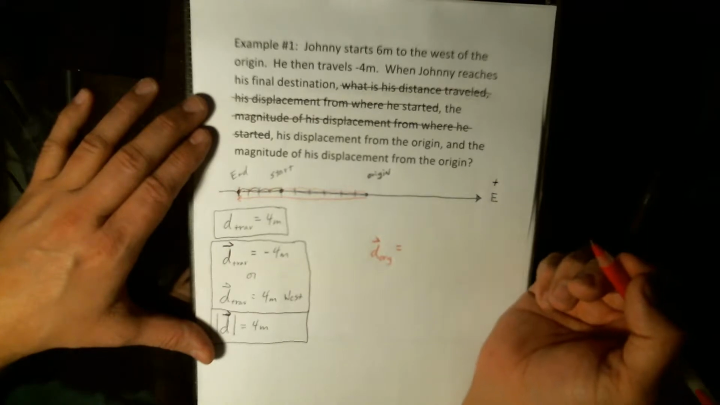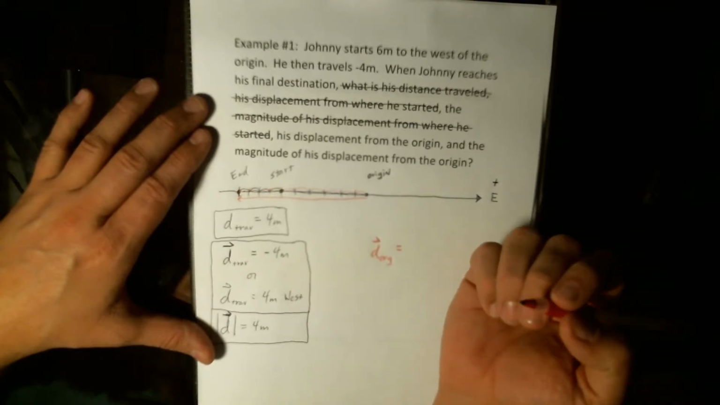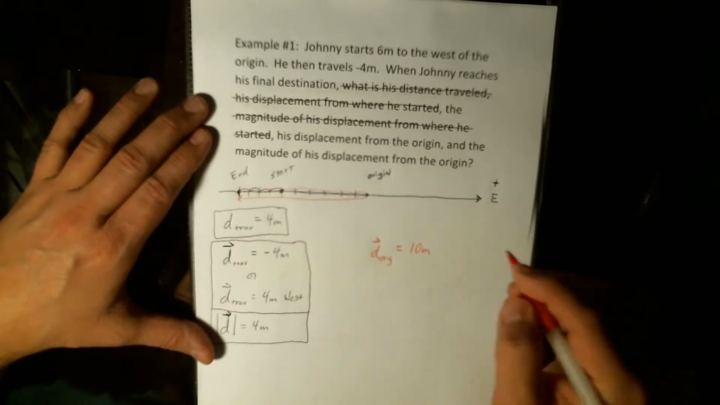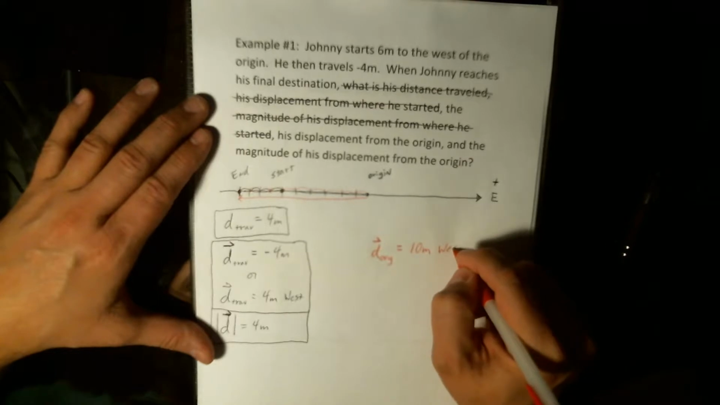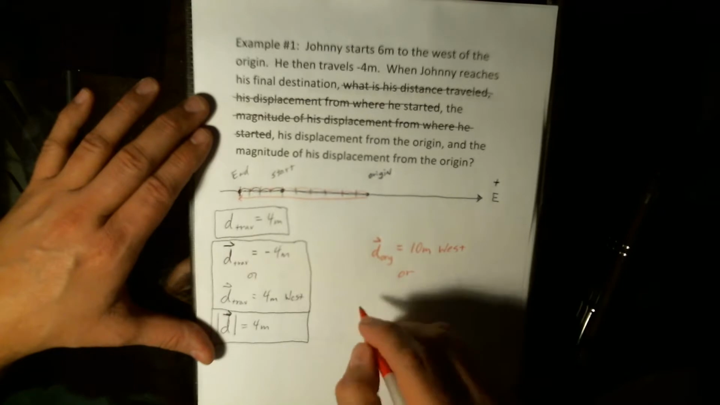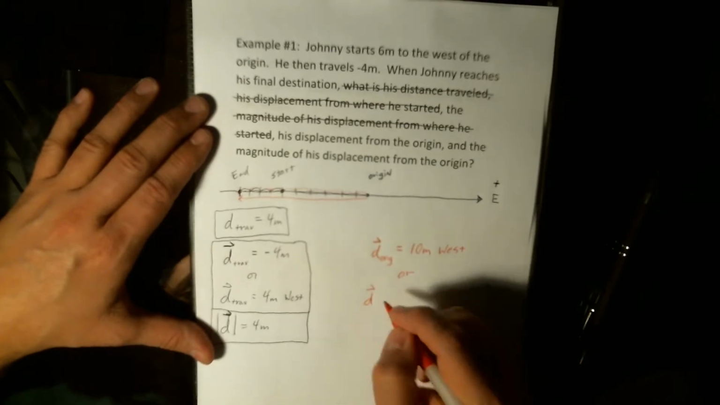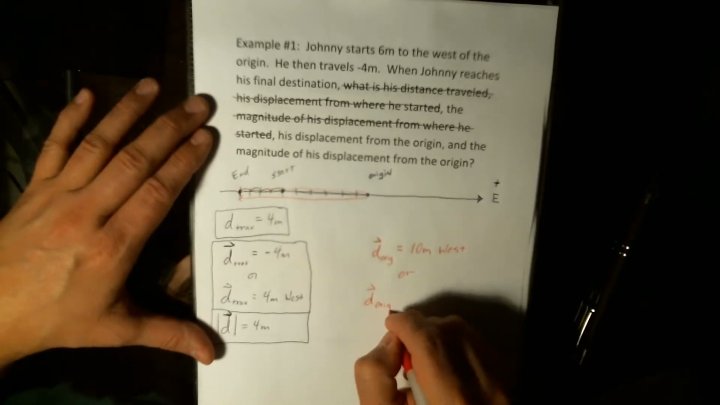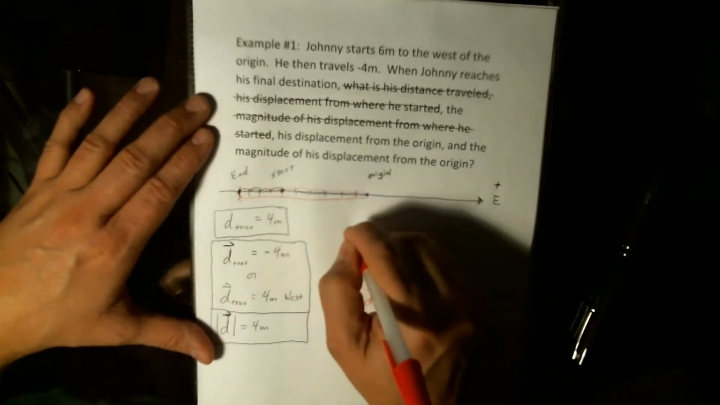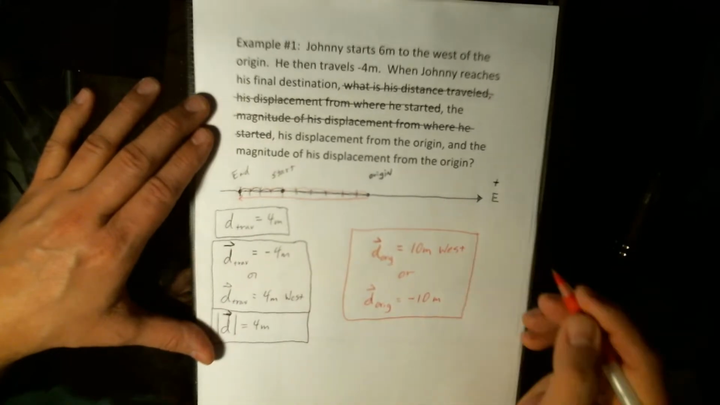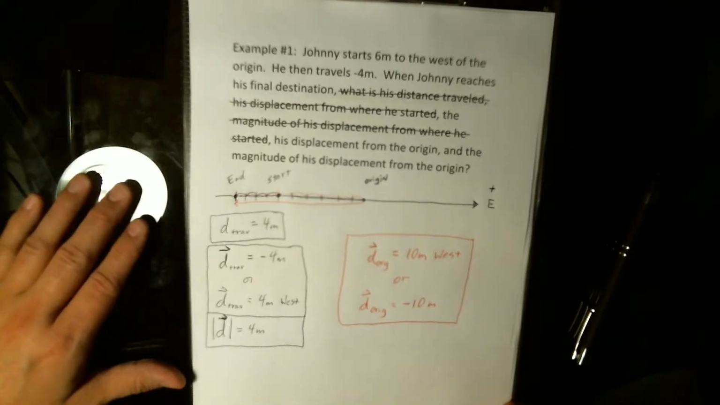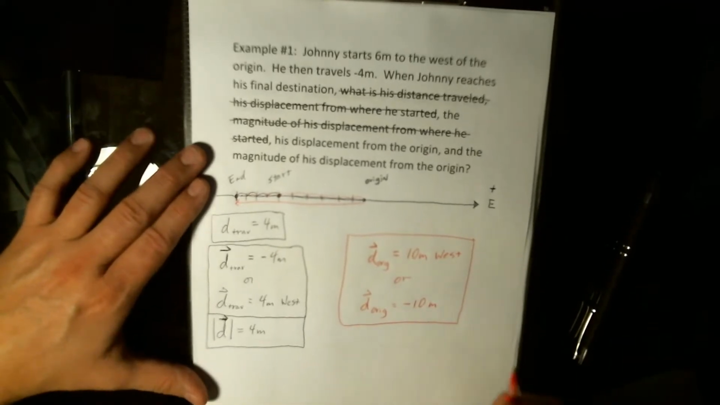And in what direction am I away? So I'm 10 meters to the west. Well, west is negative, so I could also write it this way. Negative 10 meters. So these are the two ways that I could write this. That takes care of my displacement from the origin.